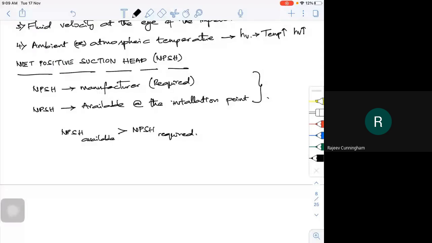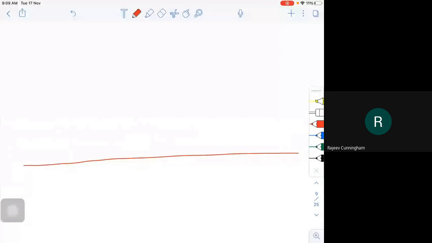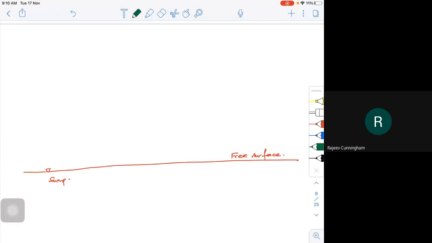What is it actually? I will put up a simple sketch and try to make you understand what NPSH is. Say I am trying to install a pump. So I do have a sump. This is my sump, it has some water level. This is your free surface. There is an atmospheric head.